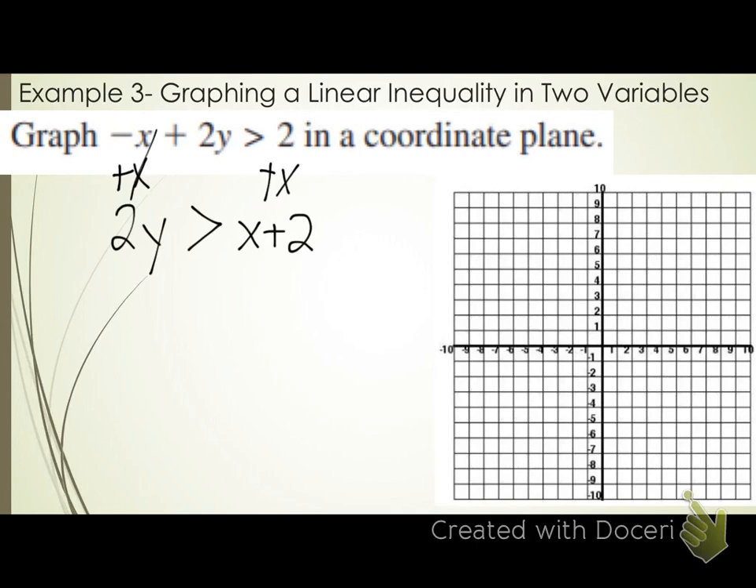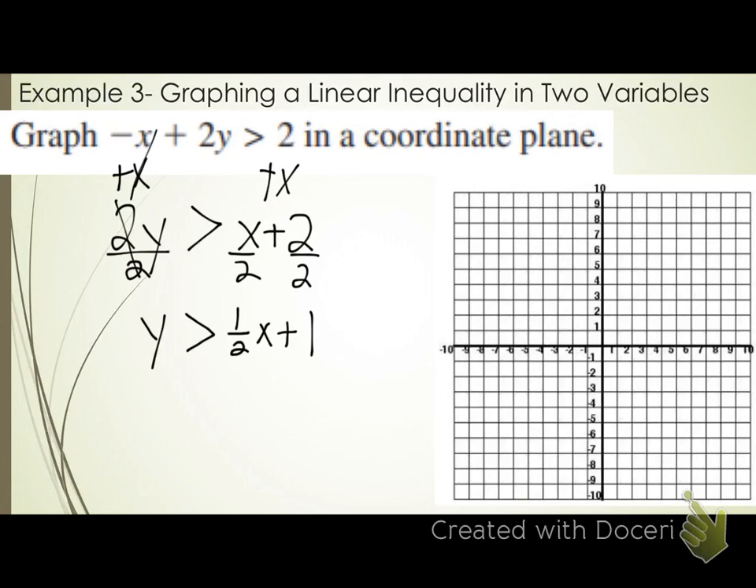Last step to get y by itself. Divide everything by 2. x over 2 is just 1/2 x. What's 2 divided by 2? 1. Symbol flip or stay? Stay. So there's my inequality, solved for y, in slope-intercept form. y is greater than 1/2 x plus 1.